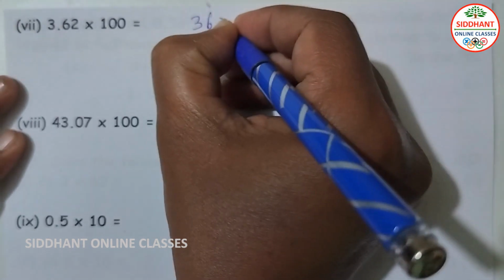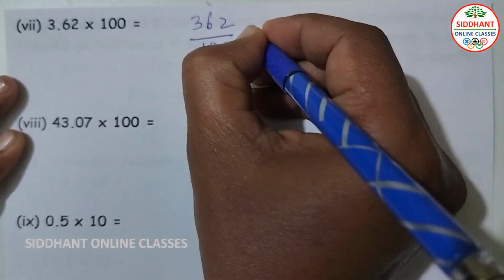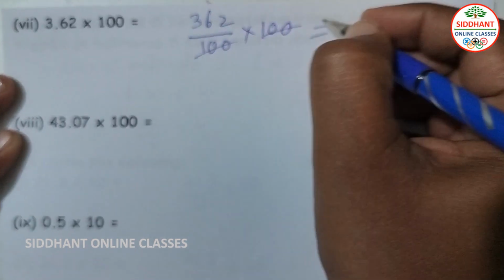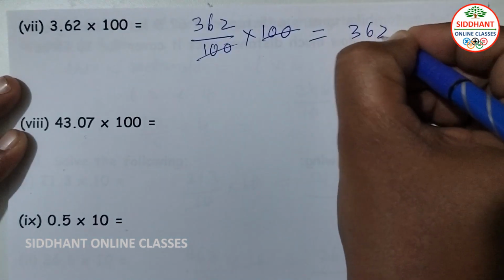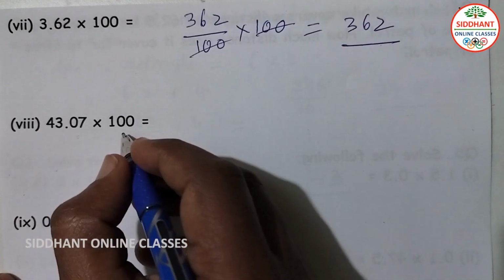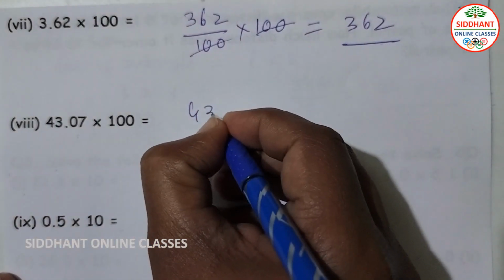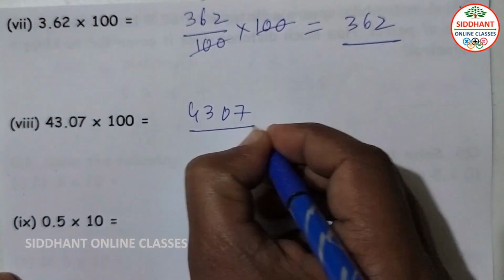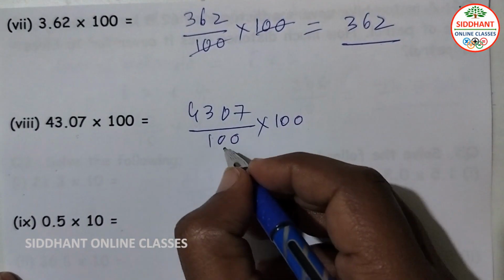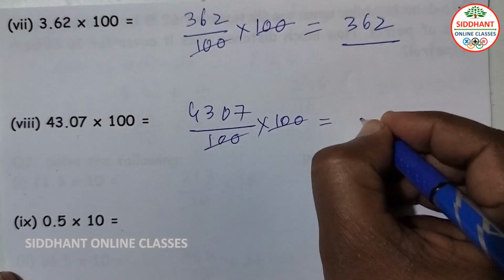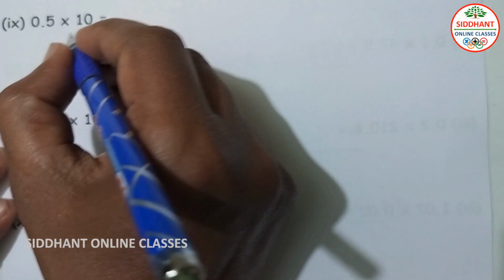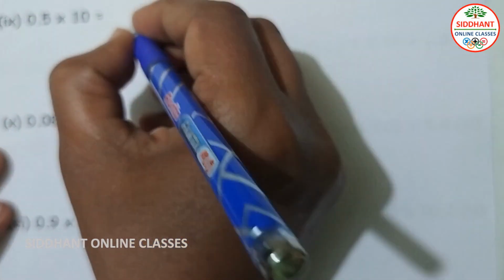Seventh one, 3.62 into 100. So 362 by 100 into 100. Here 100 cancel, we get 362. Eighth one, 43.07 into 100. So 4307 by 100 into 100. 100 cancel. 4307.